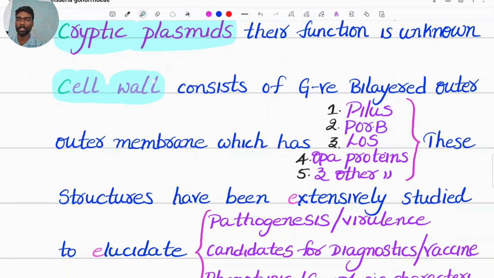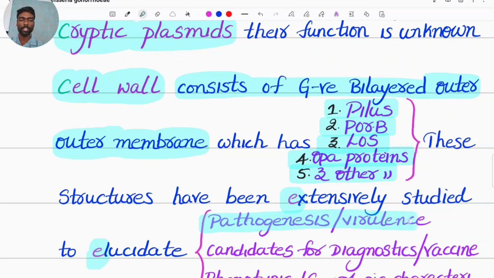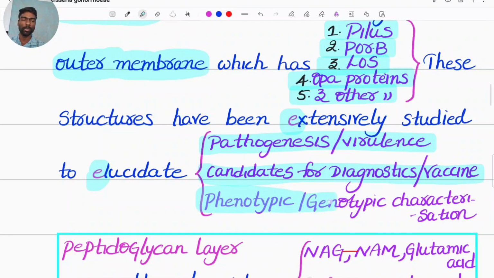Next, coming to the cell wall. I already told you it doesn't have a capsule, but it possesses a cell wall, which consists of a gram-negative bilayered outer membrane, which has many proteins like pilus, porin protein PorB, lipooligosaccharide LOS, opacity proteins and other proteins. We will see one by one all these proteins present in the outer membrane of the cell wall. These structures have been extensively studied to elucidate pathogenesis, virulence, candidates for diagnostics or vaccine production, and phenotypic and genotypic characterization.